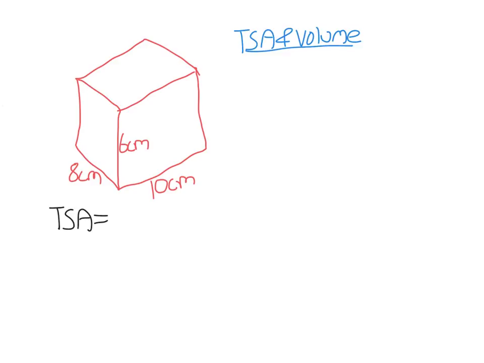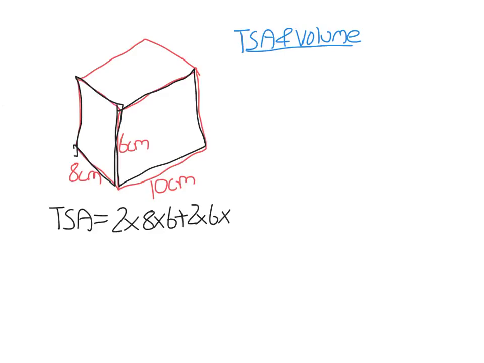So firstly, I can look at, say, the front and the back. There'll be another one on the same side, another rectangle that's the same size. So there's 2 lots of 8 by 6 rectangles. Next, I look at the 2 sides. So there's a 6 by 10 rectangle, and there'll be another one on the other side. And of course, I need to include the top here and the bottom. So they will both be 8 by 10. So there's 2 rectangles that are 8 by 10. So if I put that on my calculator, the answer I get is 376.